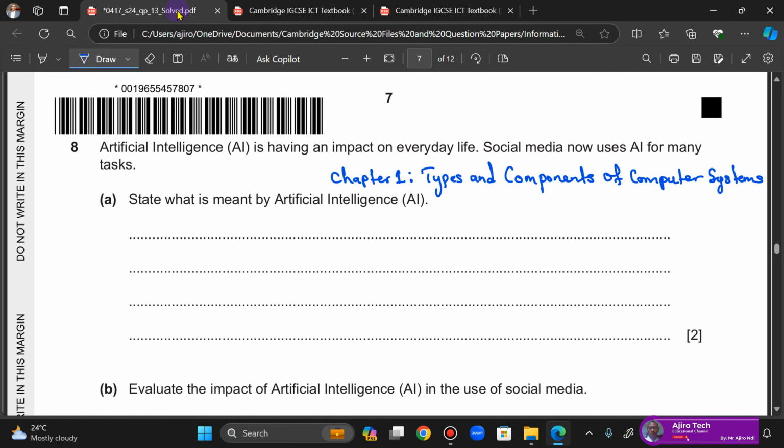Okay, so let's explain what is meant by AI. And you see this here under the emergence of what technology, which is the last part of chapter 1. So the first thing we have to look at, it can simulate human intelligence. That's the first one. It can simulate human intelligence.